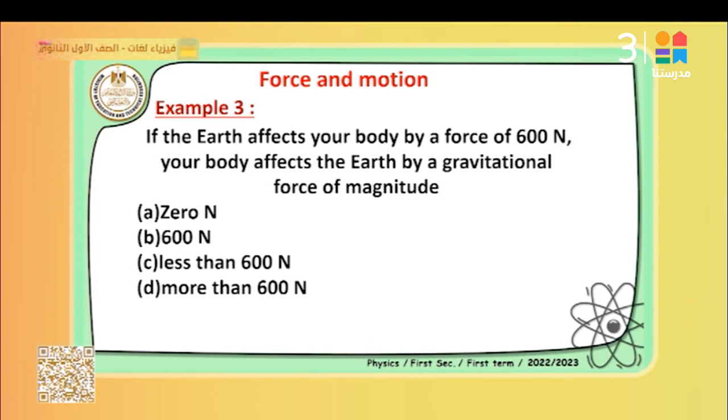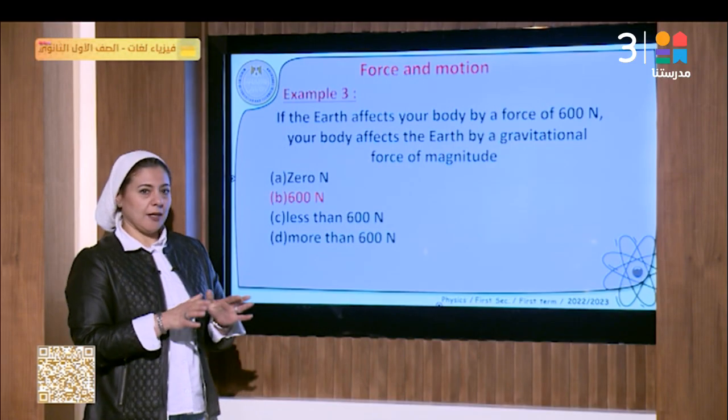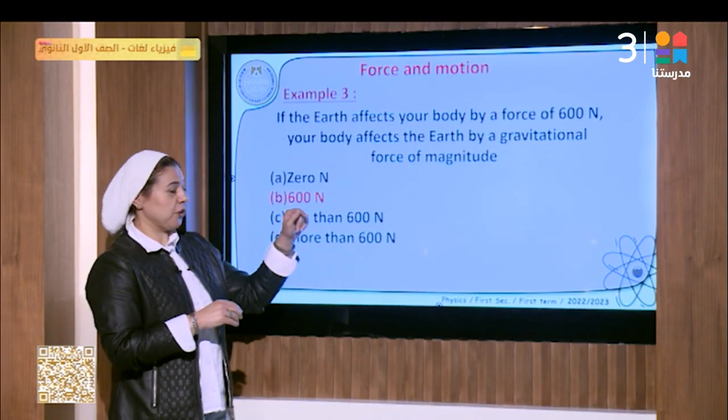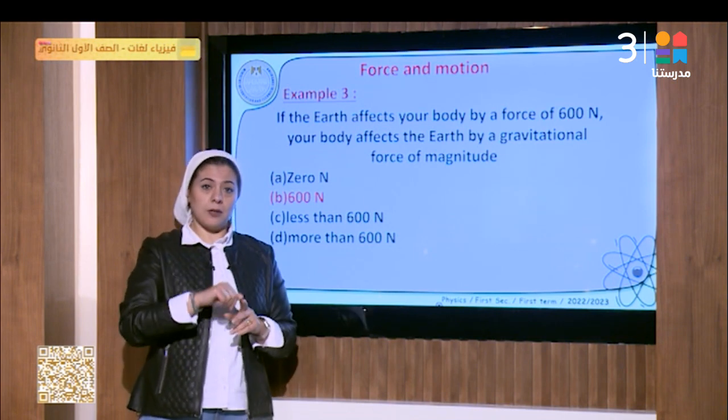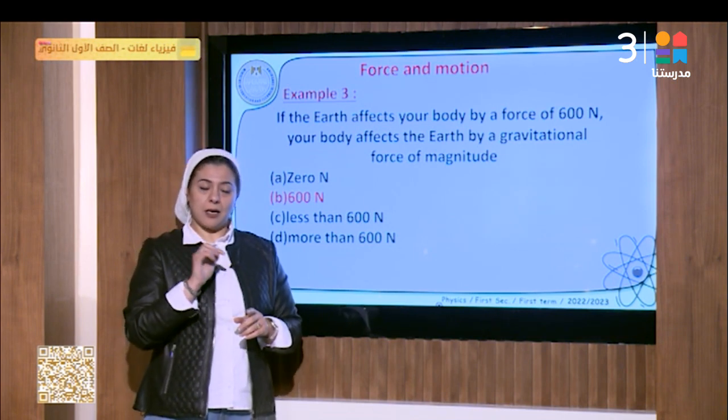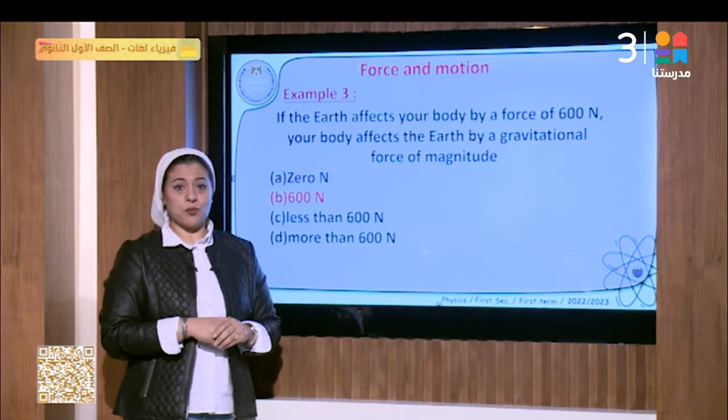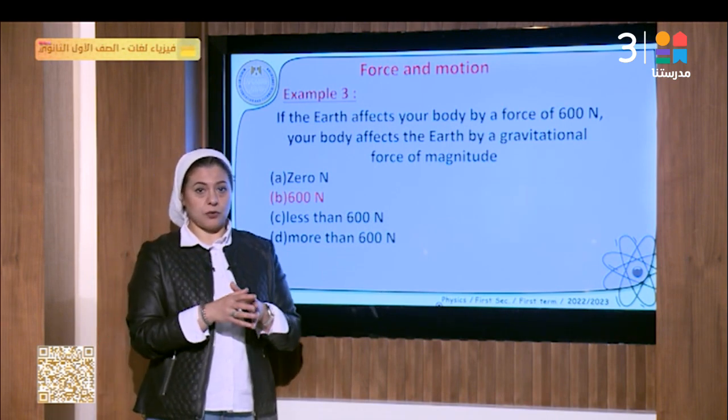If the earth affected your body by a force of 600 Newton, your body affected the earth by a gravitational force of the same magnitude. So as the earth applies on your body a force of 600 Newton, your body will apply on the earth another force, a reaction force, which is equal to 600 Newton.